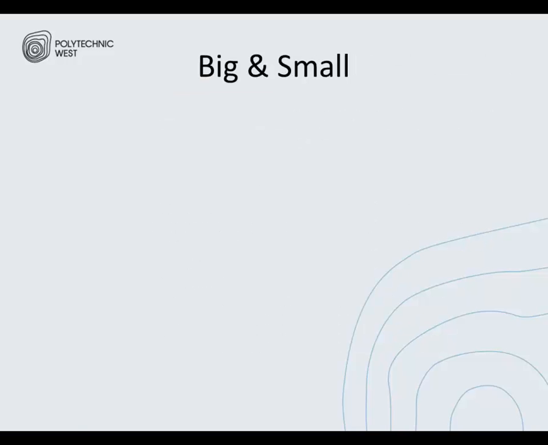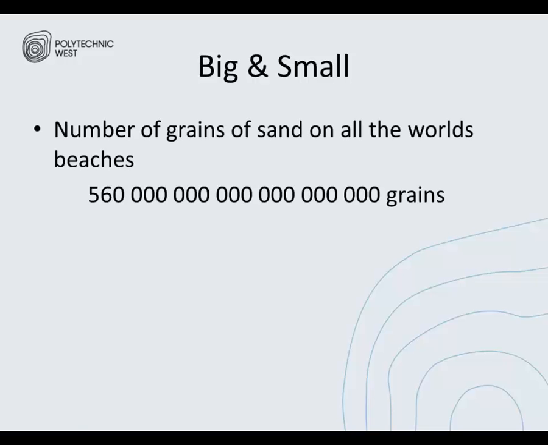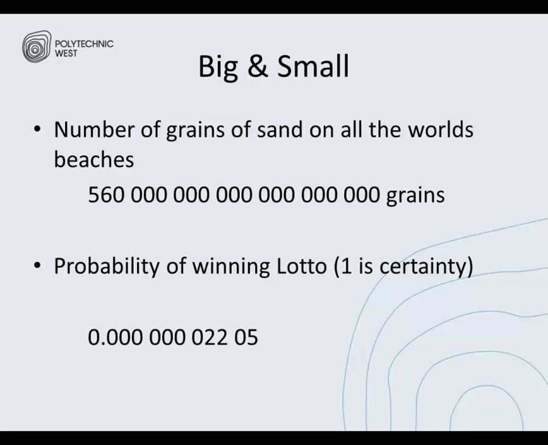Okay, scientific notation is used as a shorthand way of dealing with very big or very small numbers. Big numbers like this, which is an estimate of the number of grains of sand on all the world's beaches, which is, well, it's a big number. Or very small numbers like this, which is the probability of winning the lotto, where 1 is certainty, so that's the fractional probability. Okay, so scientific notation makes it easier to deal with those types of numbers.